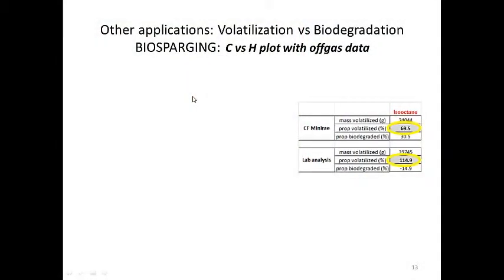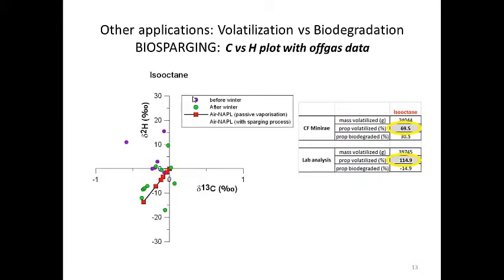But if we look now at the more volatile compounds, like for example isooctane, we could see from our calculation that these compounds were mainly volatilized because they are very volatile. So I plotted here in red the trend which would be expected for NAPL passive vaporization, and we can see that basically the results are in this part of the graph. So they are indicating that isooctane was mainly removed by volatilization processes.